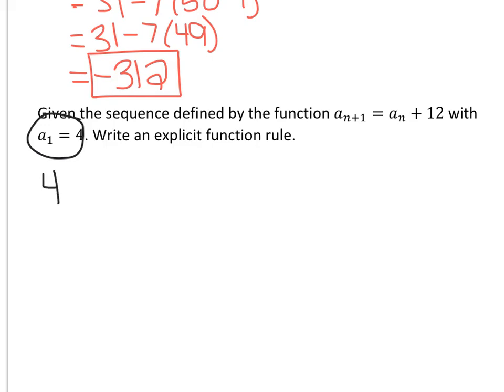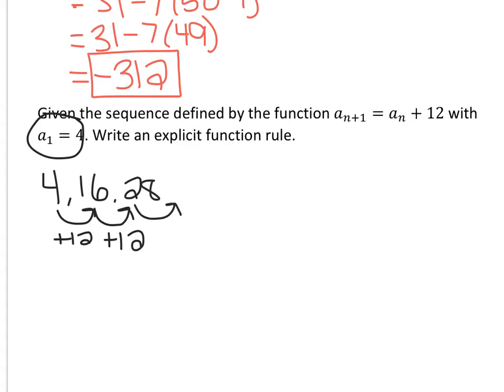Now here, they actually give us the rule for our sequence. So we can take our first term 4 and add 12 to it. So what is 4 plus 12? 4 plus 12 is going to give us 16. So our second term is 16. What is 16 plus 12? It's going to give you 28. And what is 28 plus 12? 40. Now I could keep on doing this forever and ever. I'm going to stop there. So this is our sequence.